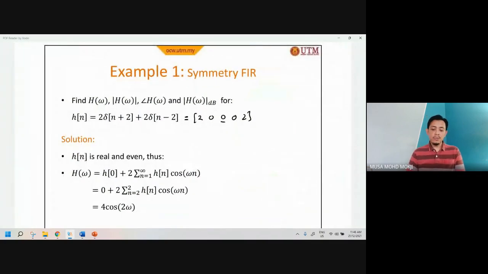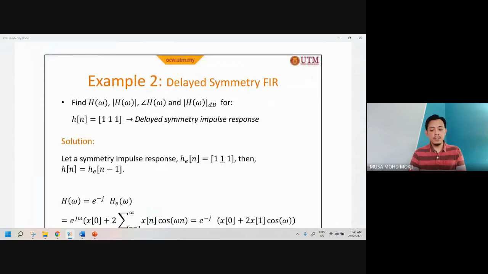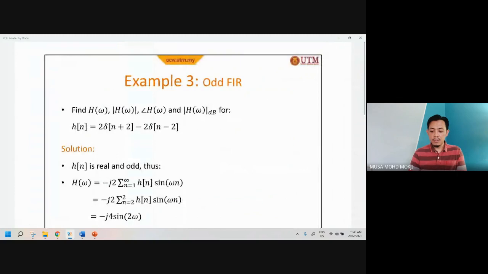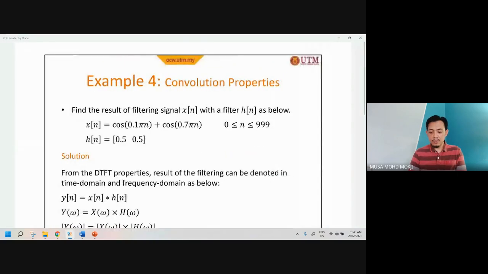If we look at the examples, this is example 1, a symmetric FIR. Example 2, a delayed symmetric FIR, still FIR. Example 3 is an odd FIR. This is example 4, which is some convolution. Still, if you look at h[n], this is FIR.